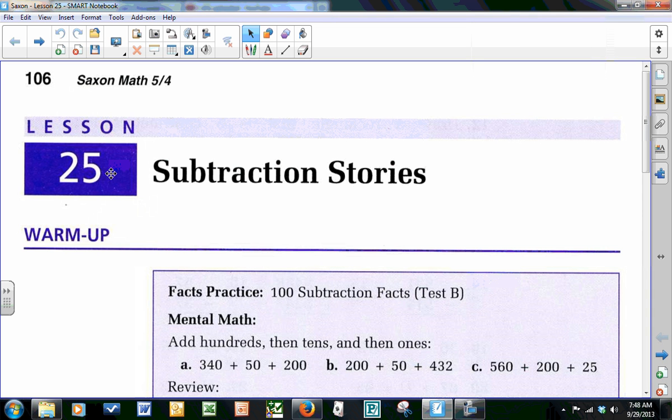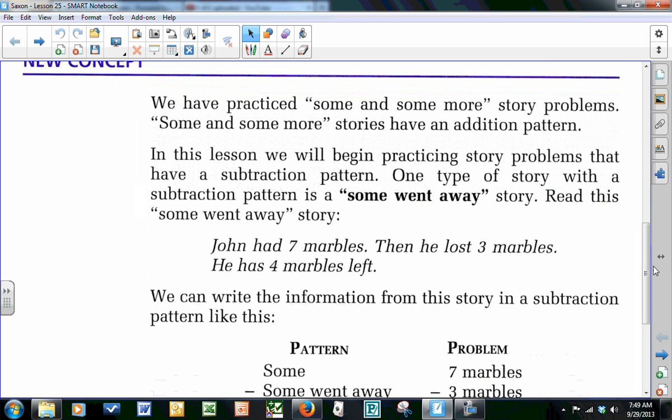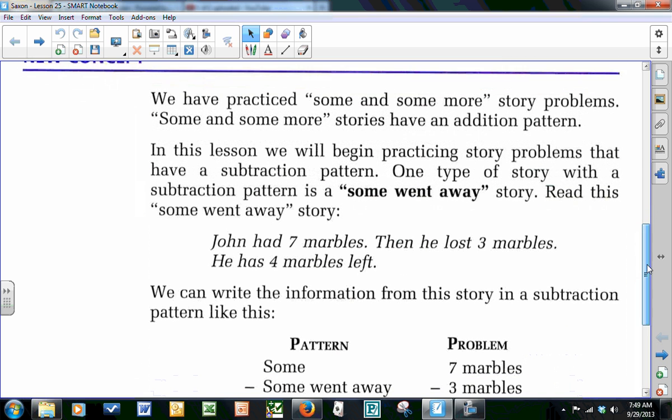Welcome to math lesson number 25, Subtraction Stories. If you're following along in our Saxon math book, I am on page 106. So let me scroll down to the new concept about halfway down on page 106.